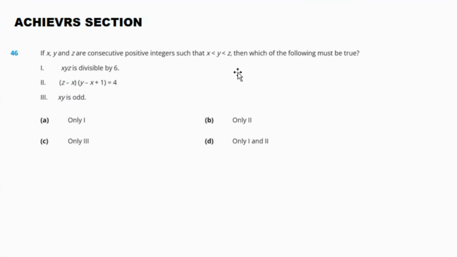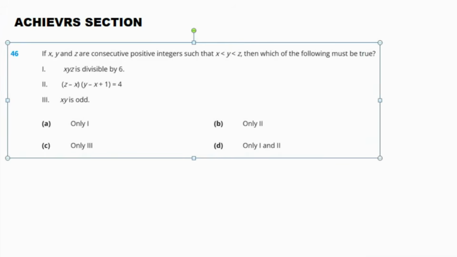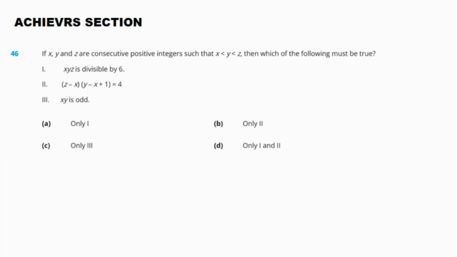Now next question. So next we have the achiever section. So the first question over here is: if x, y, and z are consecutive positive integers such that x is less than y and y is less than z, then which of the following must be true? So xyz should be divisible by 6.